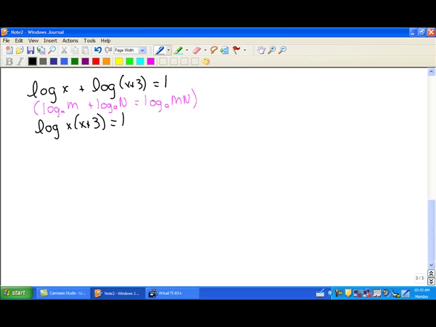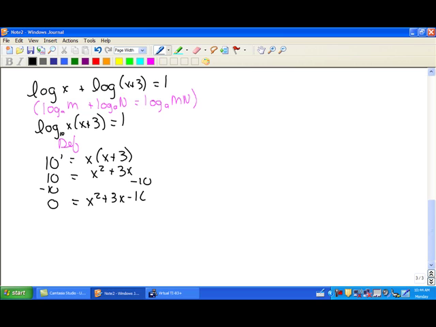At this point, we only have one log in the problem. Therefore, we can go ahead and just use the definition and go to exponential form. Remember, the understood base, if it's not written with a log, is going to be 10. So we'll have 10 to the 1st power is going to equal x times x plus 3. At this point, you're back to an intermediate algebra problem. 10 is going to equal x squared plus 3x when we do the distributive property. Get everything to one side. So 0 is going to equal x squared plus 3x minus 10.